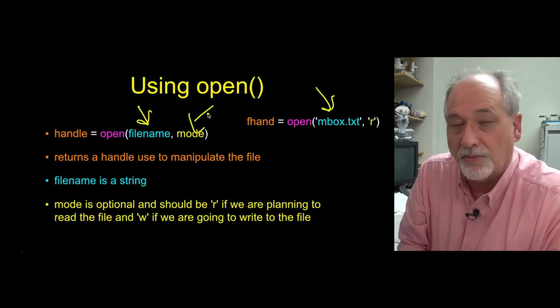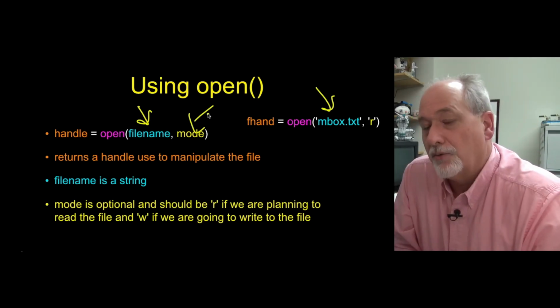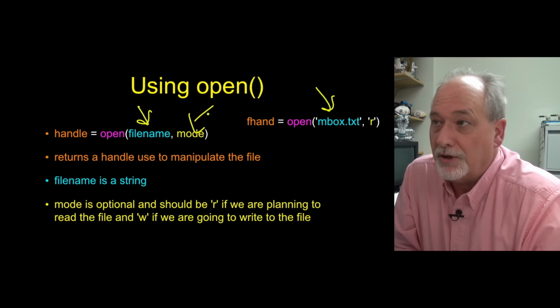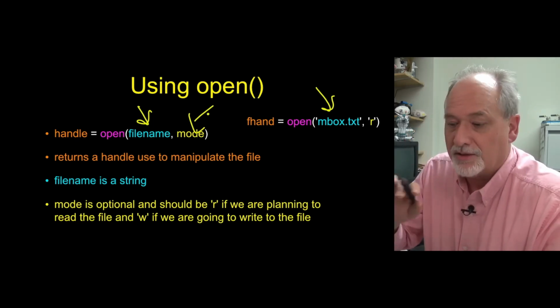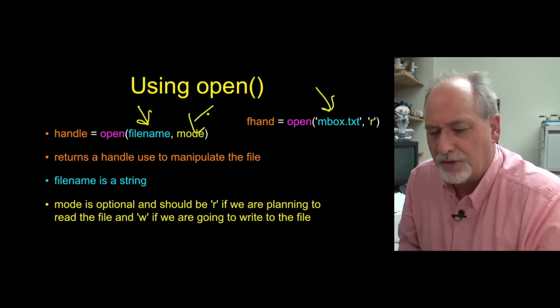Another parameter that's optional, whether or not to read it or write it. If we're reading the file, it doesn't harm it. You can read it over and over. If you write it, if there's already data in that file, it truncates it and writes something. And we're not going to really write files, we're mostly going to read them.